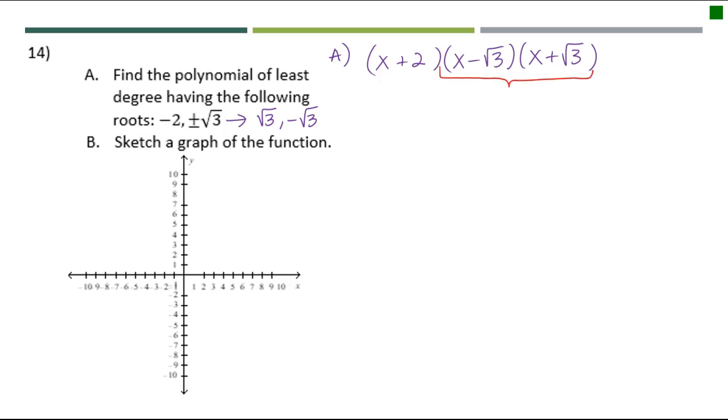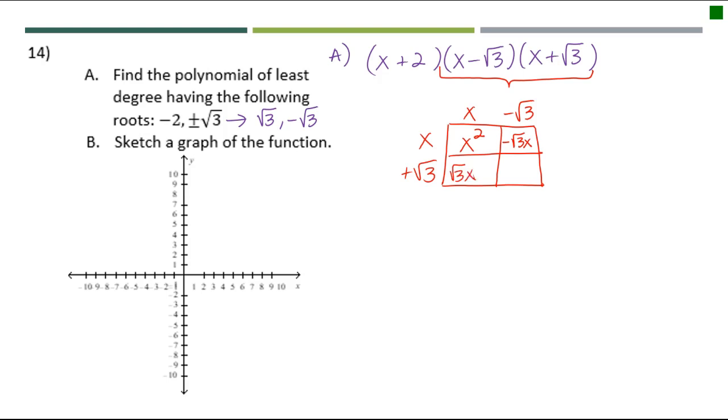So what I'm going to do is multiply those first. I'm going to make a 2 by 2 box because I'm multiplying two binomials. So I have x minus the square root of 3 and x plus the square root of 3. And now I'm going to multiply. I'm going to do everything in the top row first. X times x is x squared. X times negative root 3 is negative root 3x. This would be positive root 3x.